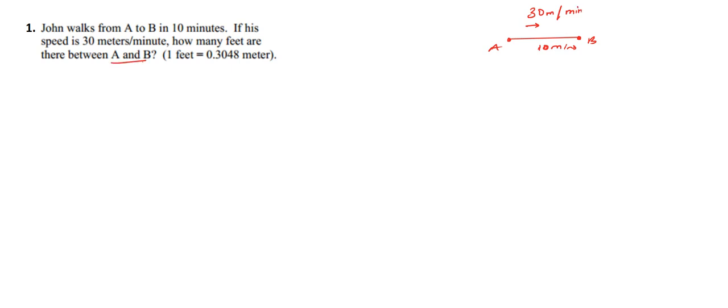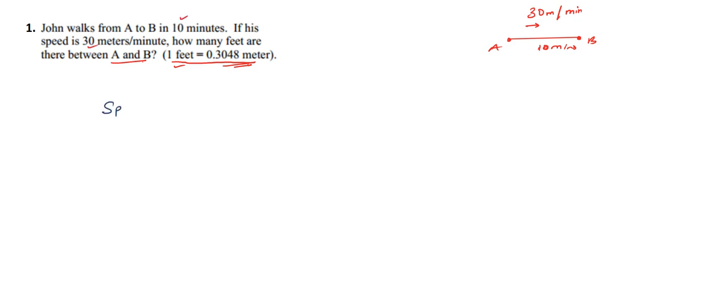Okay, so here we have been given the conversion. 1 feet is equal to 0.3048 meters. So first we need to find the amount in meters, then we can convert it into feet. Here we have been given the speed of John and we have also been given the time. So we need the distance.